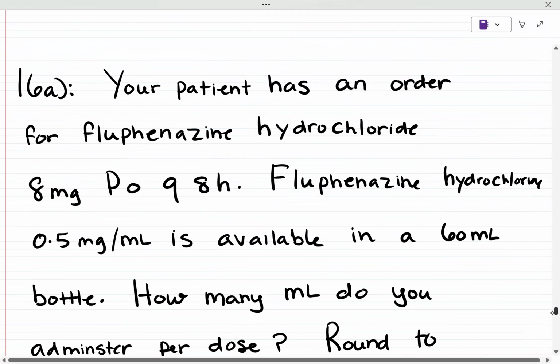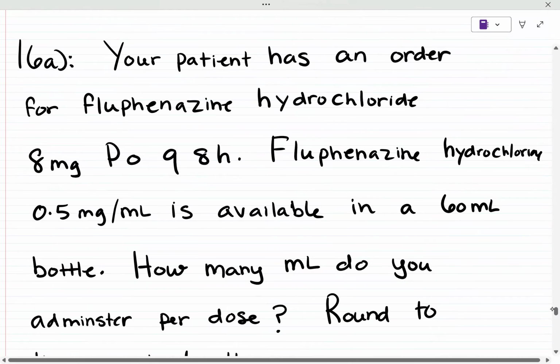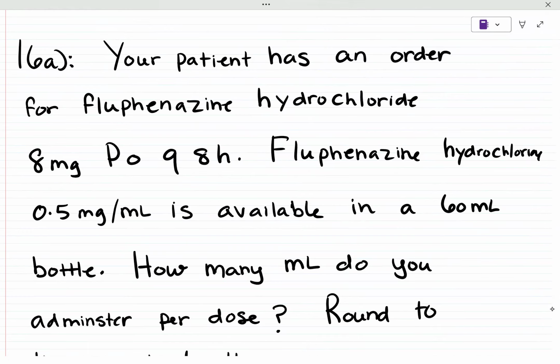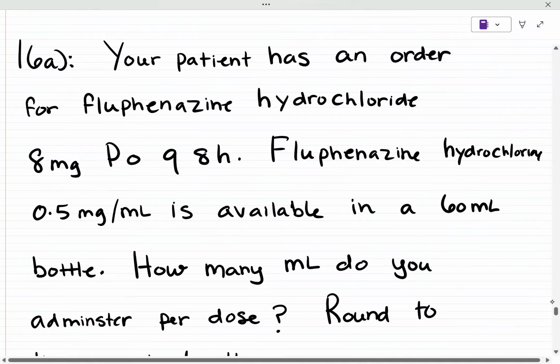Okay, I think this is the last one, number 16. Your patient has an order for fluphenazine hydrochloride 8 mg Q8H. Availability is 0.5 milligram per 1 milliliter in a 60 milliliter bottle. How many milliliters do you administer per dose, rounded to the nearest tenth?